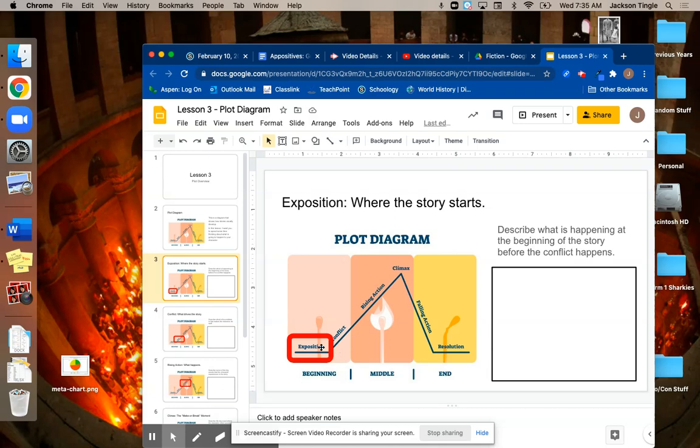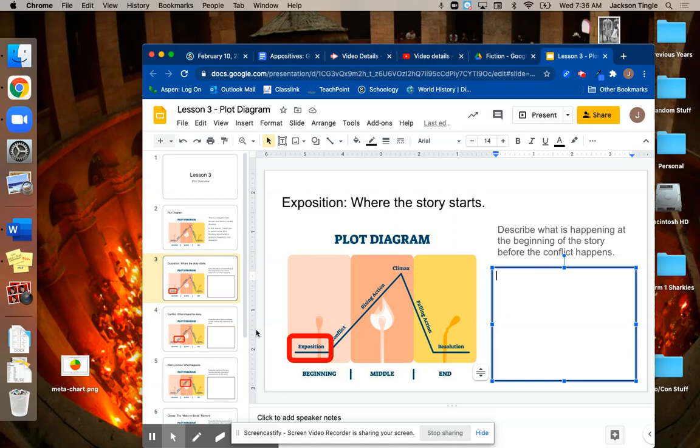So, exposition. Describe what is happening at the beginning of the story before the conflict happens, before the problem begins to rear its ugly head. So, just in a few words, maybe a couple sentences, jot down in this section here what the exposition of your story might be like. What is the setting? What's the person doing? What kind of life do they lead? So forth and so on.